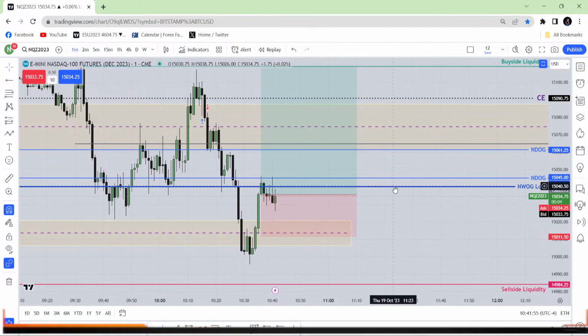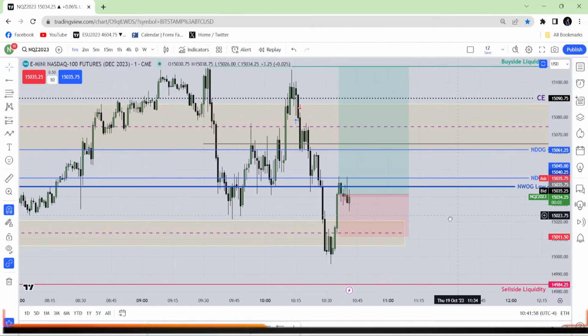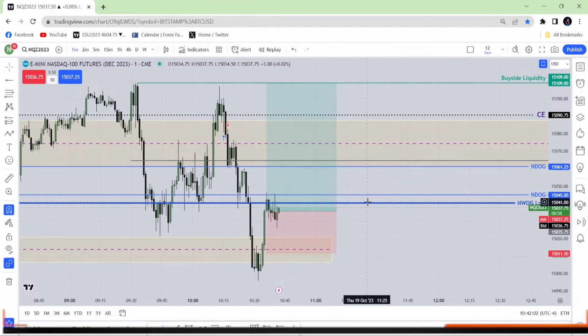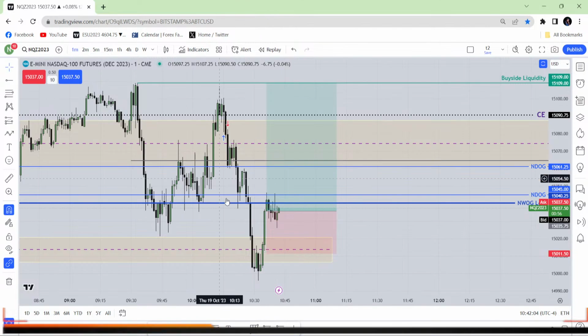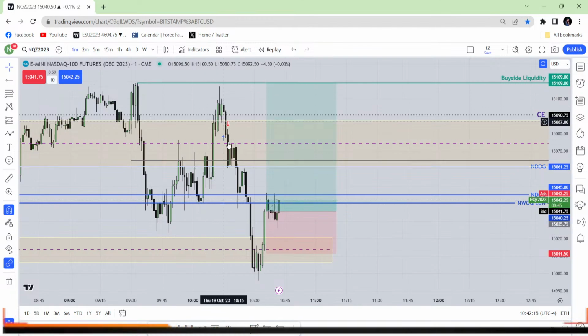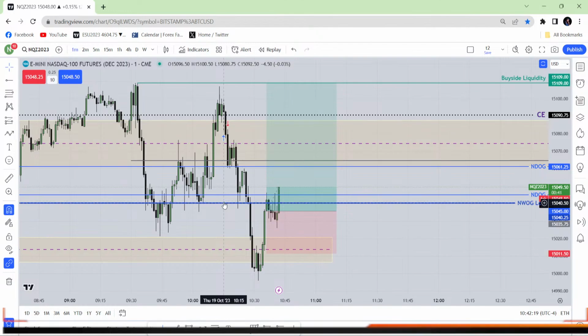Brother, yeah, we have the new week opening gap low. I understand, but this new week opening gap is not valid yet, because you see the price action. It went through this new week opening gap low, went above it, respected from here, went higher, and again broke this new week opening gap low. So this is not valid for me right now.